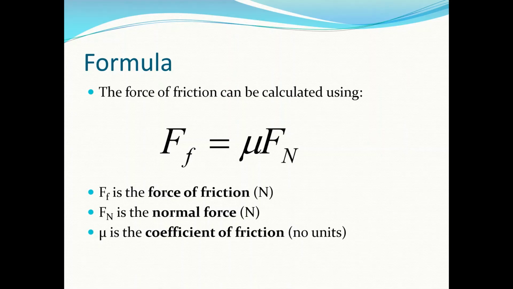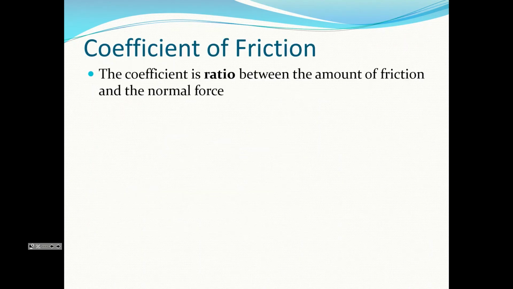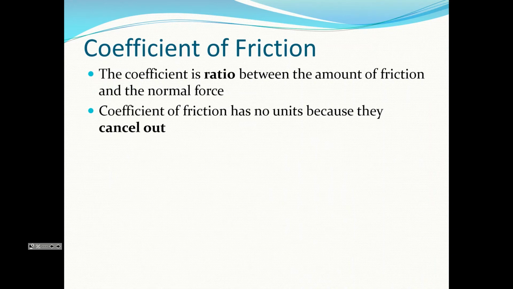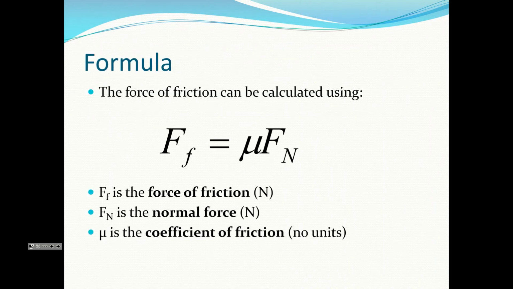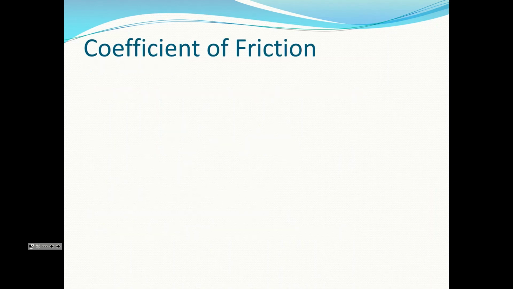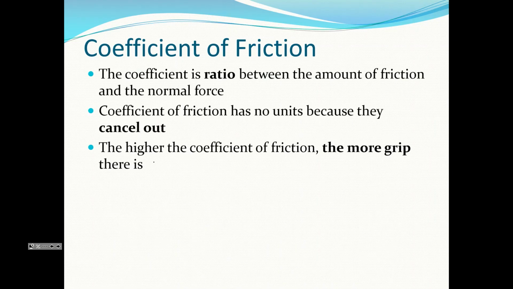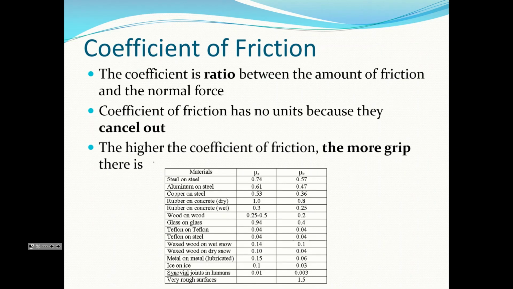So I'll explain what the coefficient of friction is. So coefficient of friction is just the ratio between the amount of friction and the amount of normal force. So coefficient of friction has no units because they cancel out, right? If we go back here and we move force normal under here, well, this is in newtons, this is in newtons, so the newtons on top, newtons on the bottom would cancel out. So the higher the coefficient of friction, the more grip there is.